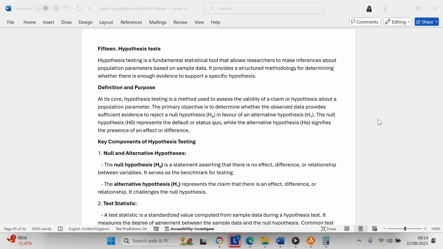At its core, hypothesis testing is a method used to assess the validity of a claim or hypothesis about a population parameter. The primary objective is to determine whether the observed data provides sufficient evidence to reject the null hypothesis, H0, in favor of an alternative hypothesis, H1 or HA. The null hypothesis, H0, represents the default or status quo, while the alternative hypothesis, H1 or HA, signifies the presence of an effect or difference.